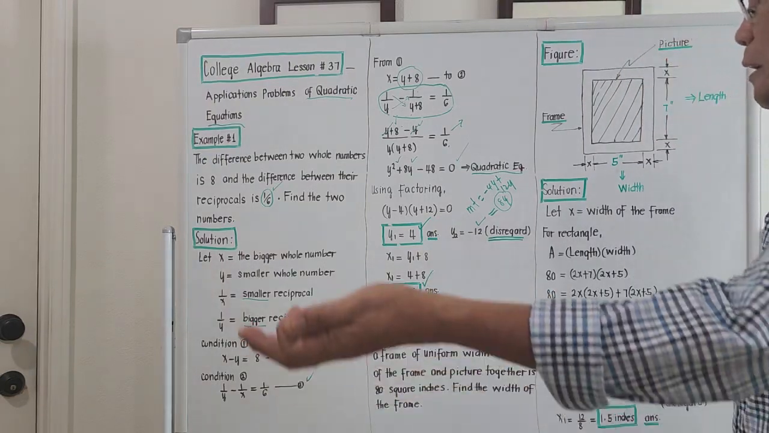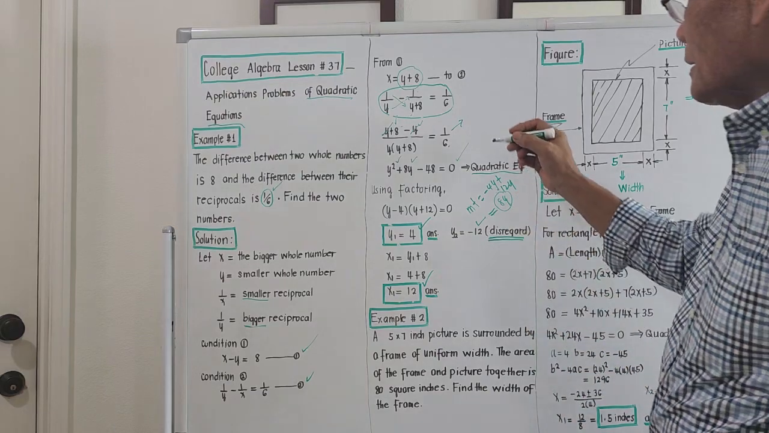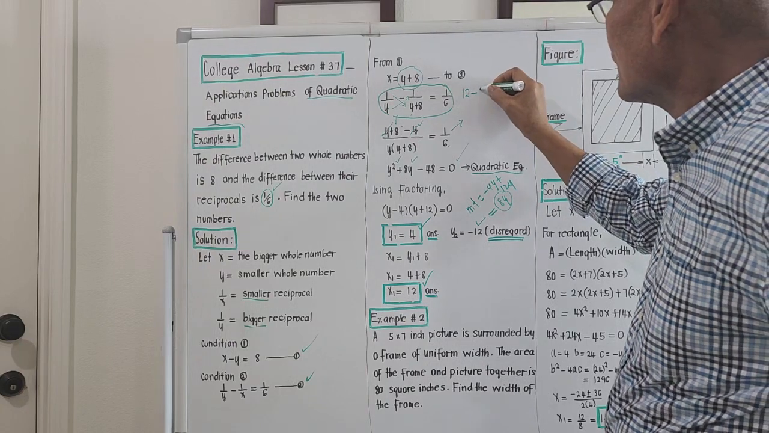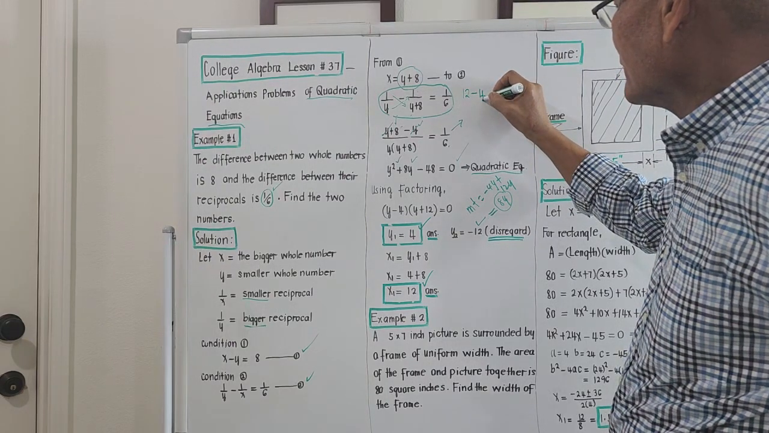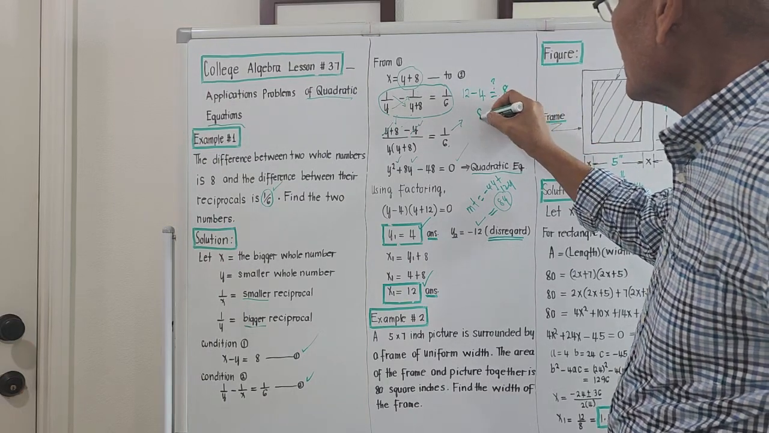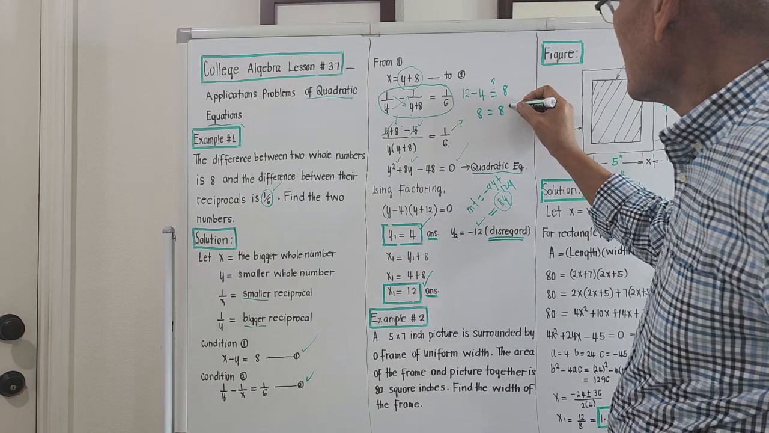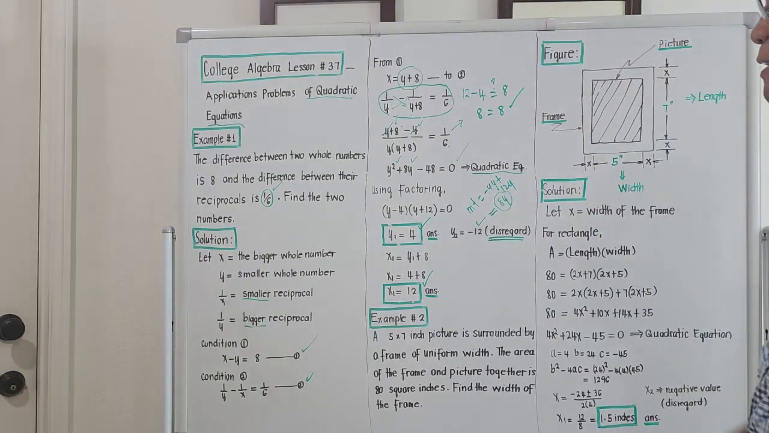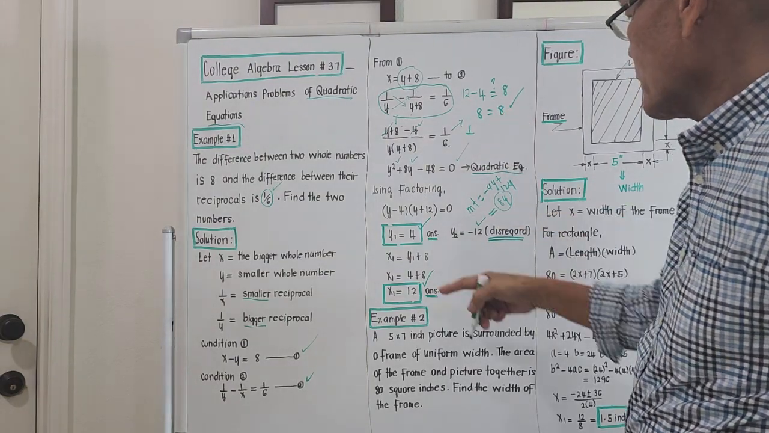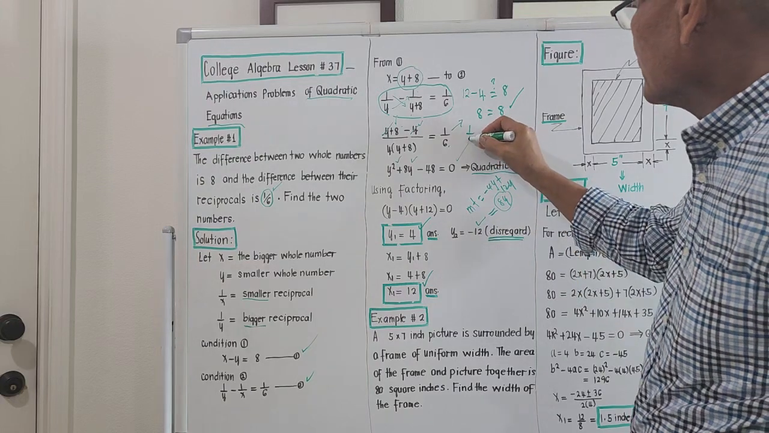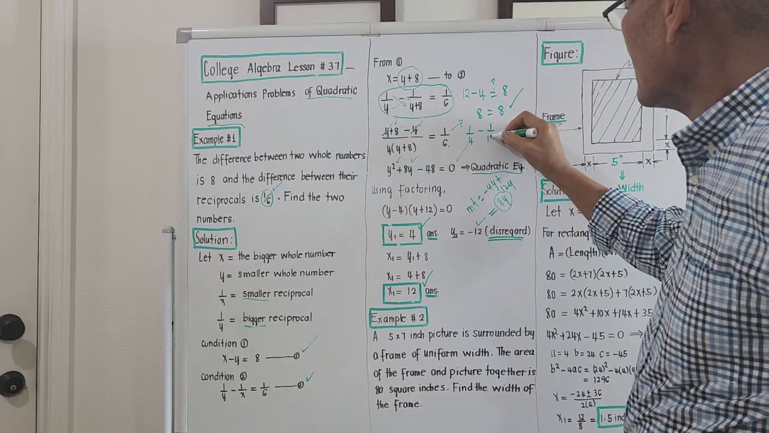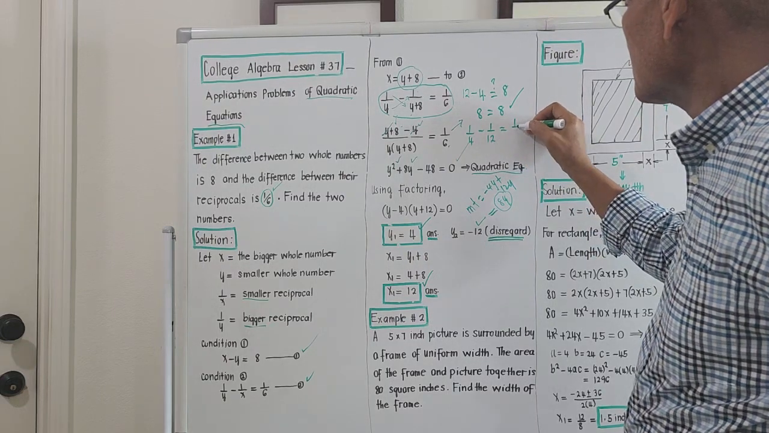Okay? It's easy to check. Using condition number 1, 12 minus 4, right? Is it equal to 8? 8 is equal to 8, right? So it's correct. How about the next one? 1 over y. What's y? 1/4 minus, what is x? 1/12. Is it equal to 1/6?